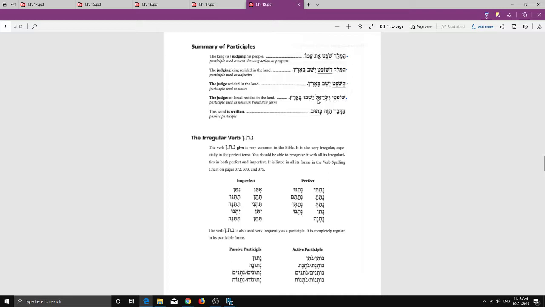Shoftei Yisrael yashvu ba'aretz. So this is the judges of Israel. This is being used as a noun sentence. The judges of Israel dwelt in the land. And finally, hadavar hazeh katuv. The word, this one, is written. So this word is written.